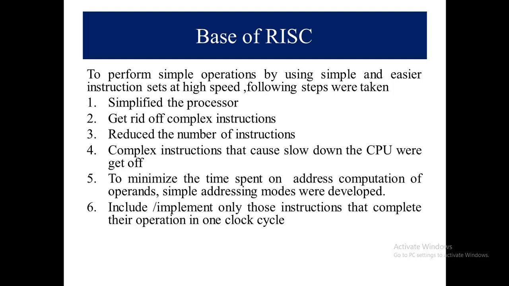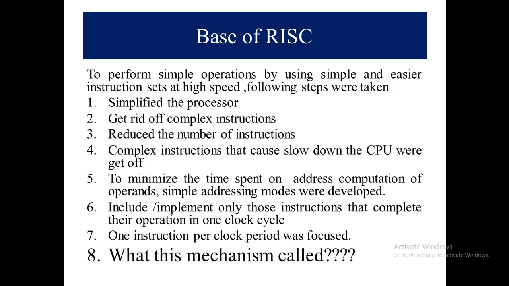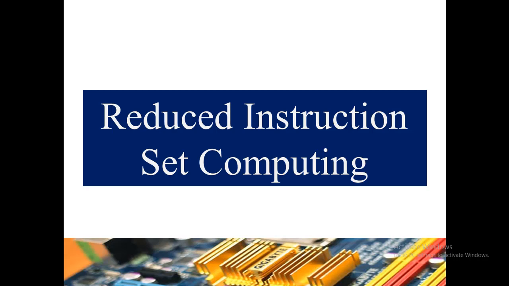They implement only those instructions that complete their operation in one clock cycle. The instructions that need multiple clock cycles, they got rid of them. Their main focus was only one instruction per clock period. This increases the speed and reduces the time. What is this mechanism called? This mechanism is called Reduced Instruction Set Computing.